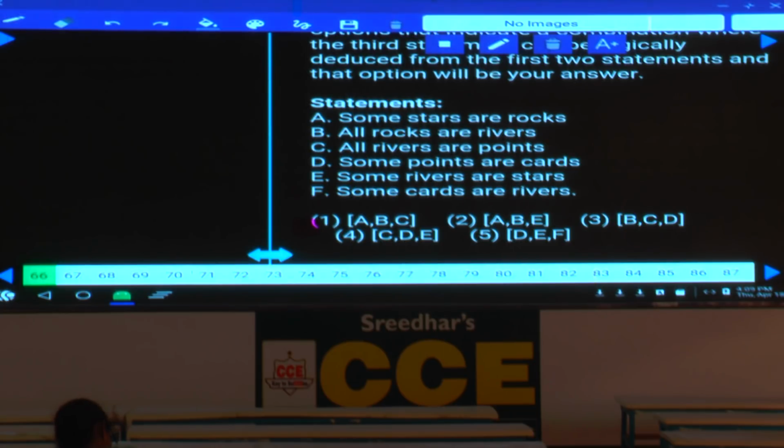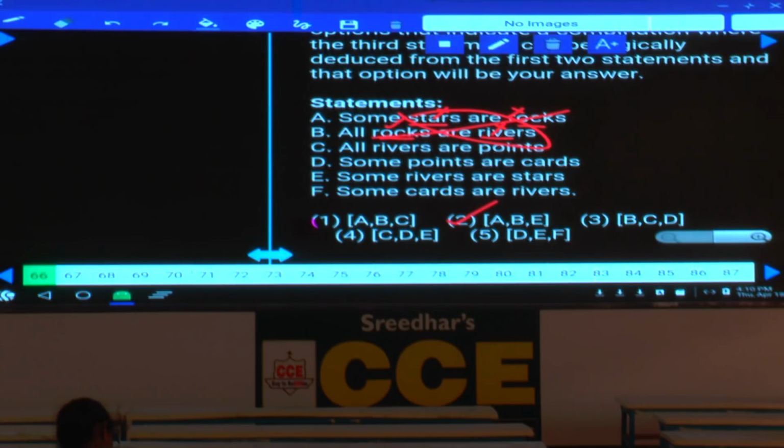Now, in A, B and E, star, rock, river, that means there are only 3 different words. Then we need to check for tick and cross. These 2 are cross and cross. This is tick and cross, and the middle term rock is distributed. And so, what is the conclusion? Some stars are rivers is the final conclusion. Some stars are rivers or some rivers are stars, choice 2.